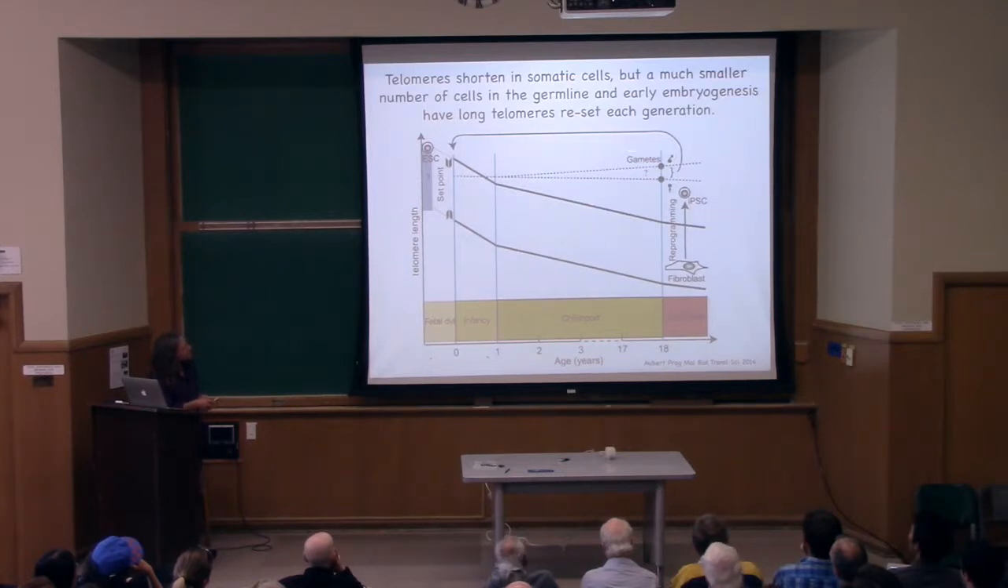And here what's just shown is in the germline, where there's no proliferation over time, because these cells are not dividing, they keep their telomere.